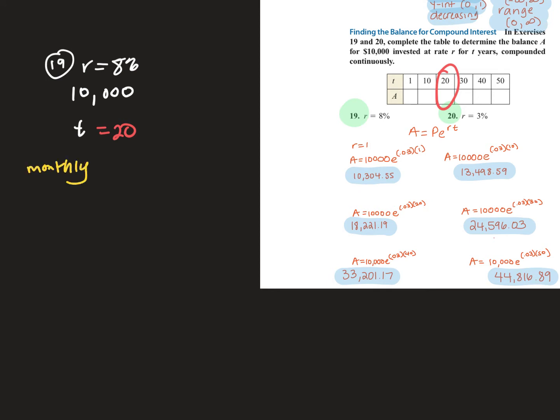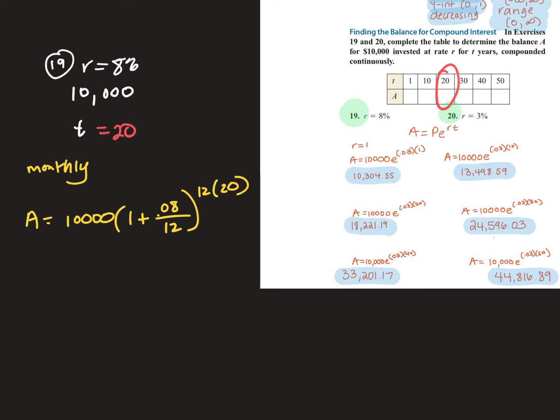What would my N be? 12, right? 12 months in a year. If it was quarterly, it's 4 times a year. If it was daily, 365. Semi-annually would be 2. So if it was monthly, it would be A equals P(1 plus 0.08 over N) raised to the N times the years, so 12 times 20.